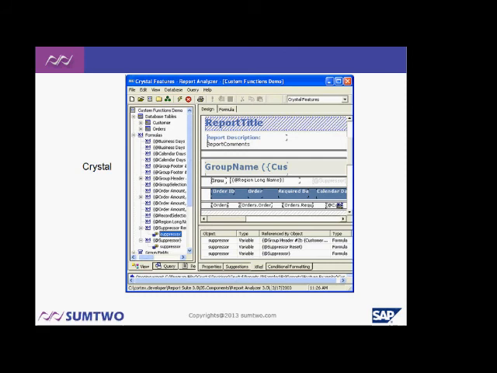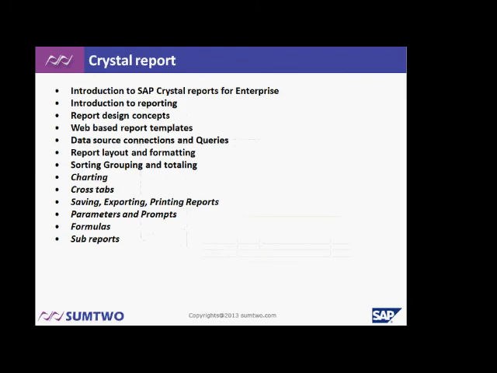This is the screenshot of Crystal Report. As I mentioned, we go for Crystal Report if we can predefine the layout of the report, and if we know where that value is going to come from, if there are a lot of pre-calculations required, and highly formatted reports are required, then we go for Crystal Report. In Crystal Report we will be covering all these topics, from basics to advanced, like using formulas, sub reports, parameters and prompts, cross tabs, things like that.